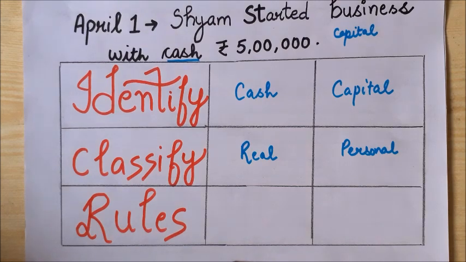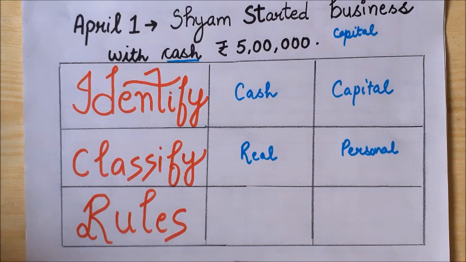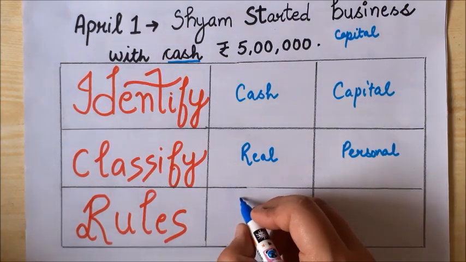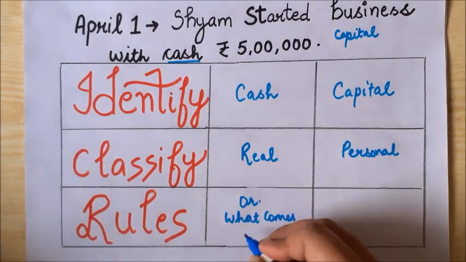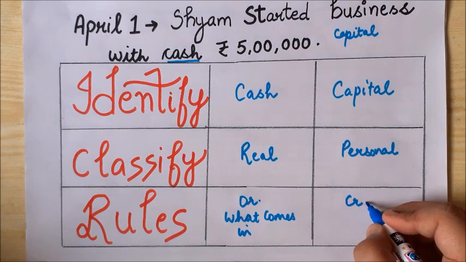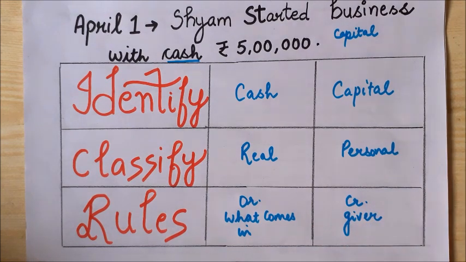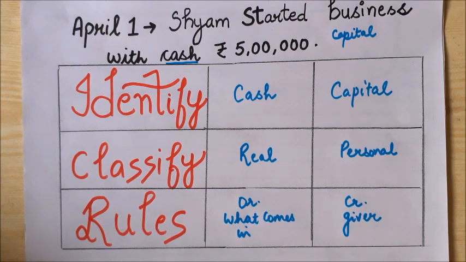Real account rule: debit what comes in, credit what goes out. So cash is coming into the business, so we will debit what comes in. Here Sham is the giver, so we will credit the giver.